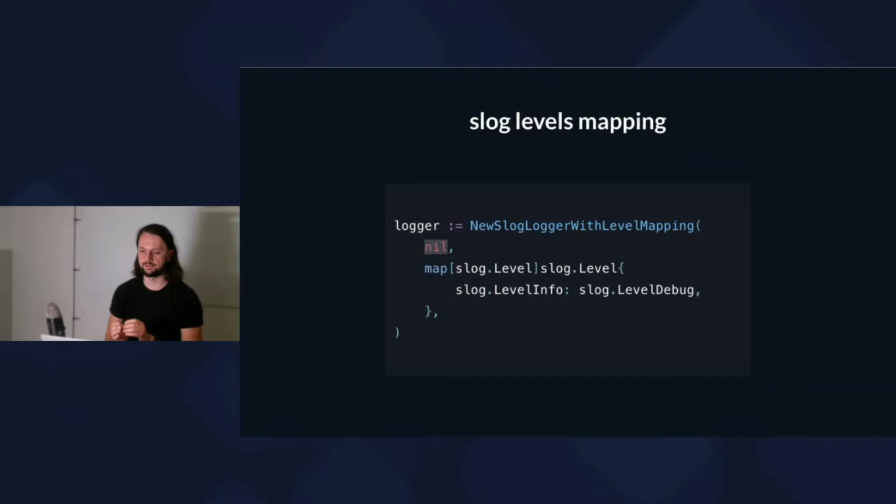So for example, you can say that, okay, all Watermill logs should be logged as debug with slog, and that's it. Simple, but useful thing, basically. And still, all error logs will be logged as error, so you will not lose them.